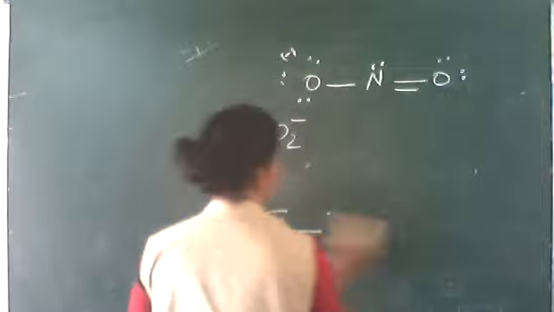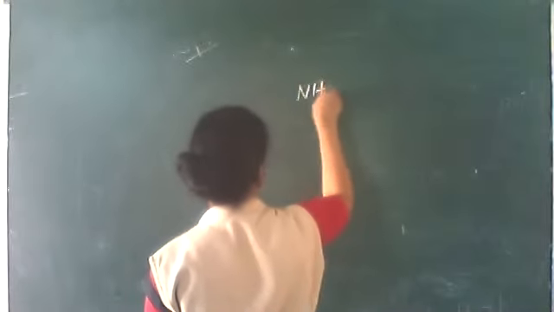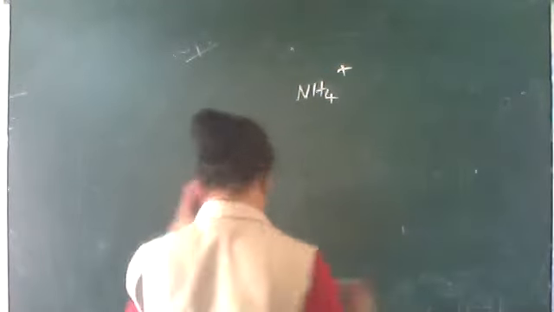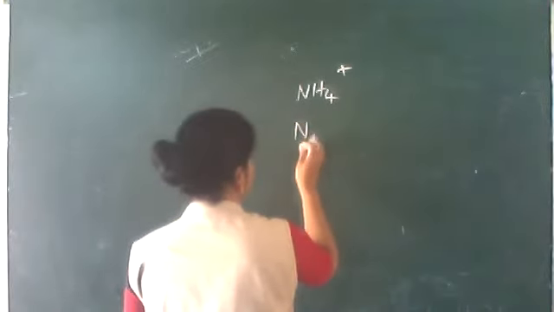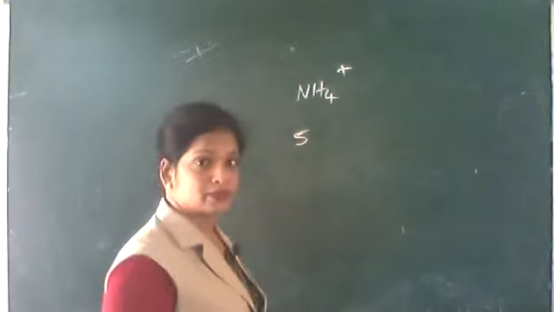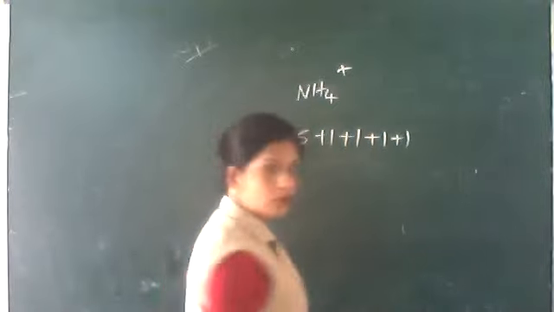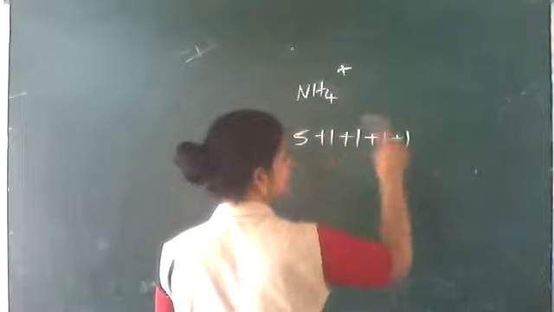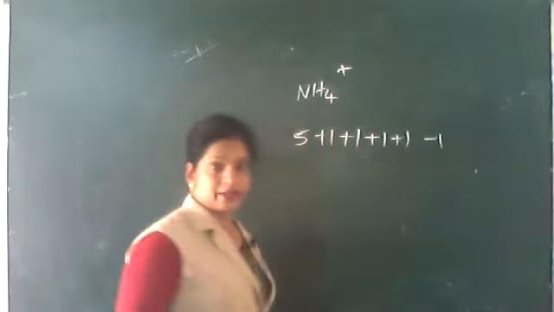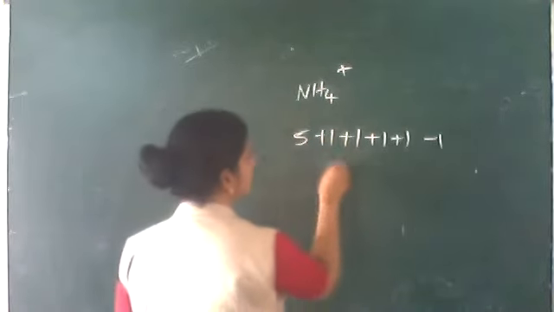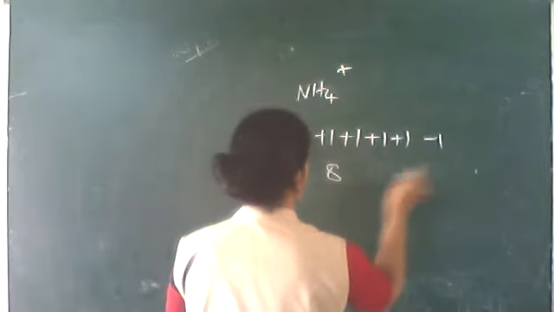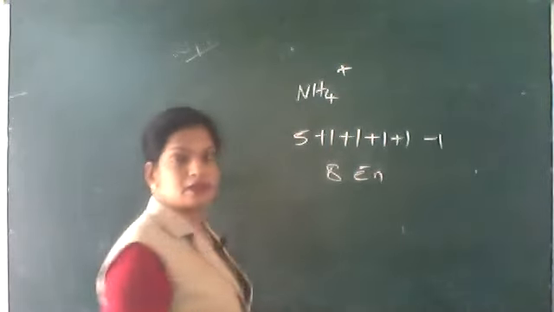Next, write the Lewis dot structure for NH4 plus. Plus means 1 electron is less. So nitrogen outermost shell 5 electrons. Hydrogen 1, 1, 1, 1, so 4 hydrogens over. Plus means 1 electron gone, so minus 1. So altogether 8 electrons. Which is the least electronegative?